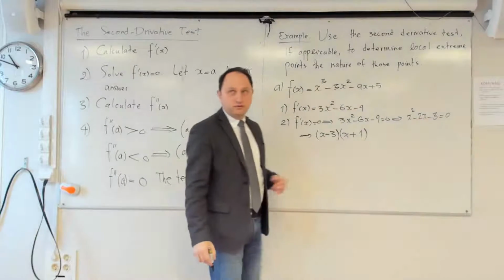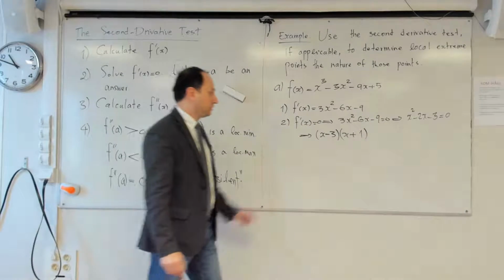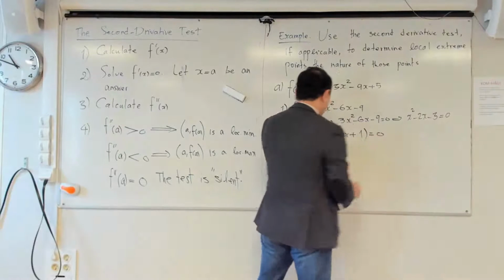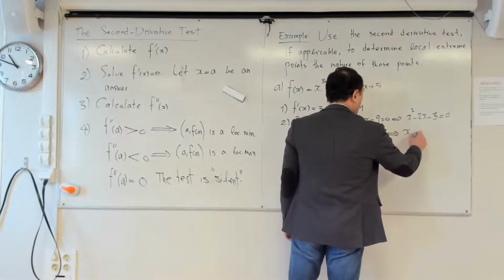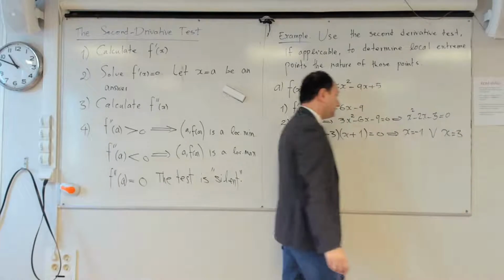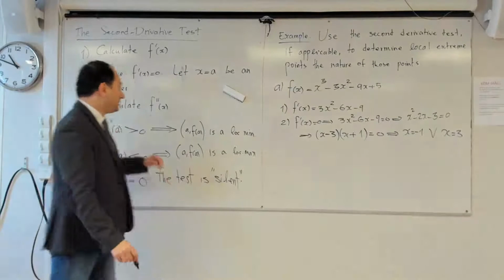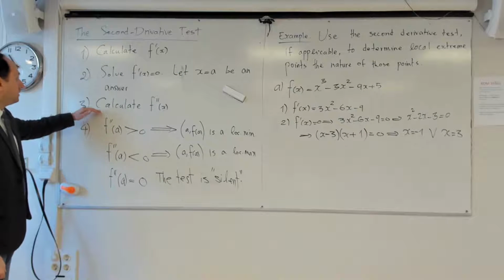So this is the way that we factorize it. If you don't like it, you just go and solve it using the PQ formula. Set it equal to 0, and then either this one is 0 or that one is 0. So this gives me x equal to minus 1 or x equal to 3. These are the numbers. So the second step is done.